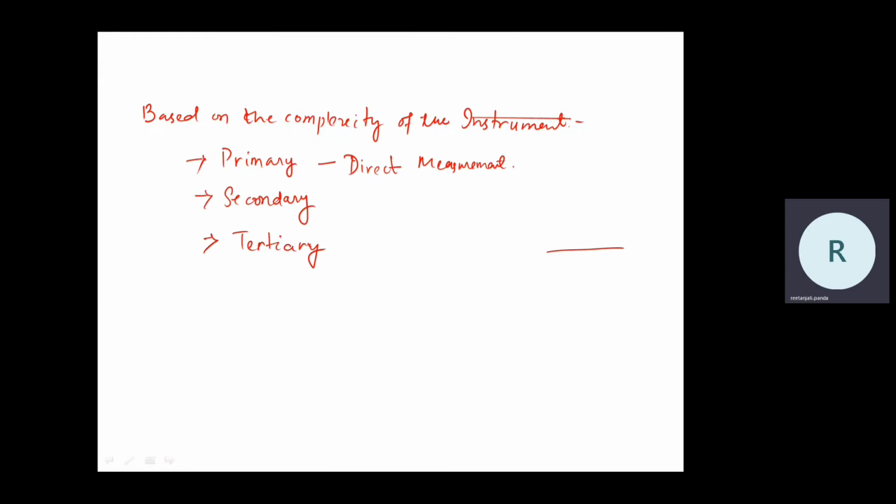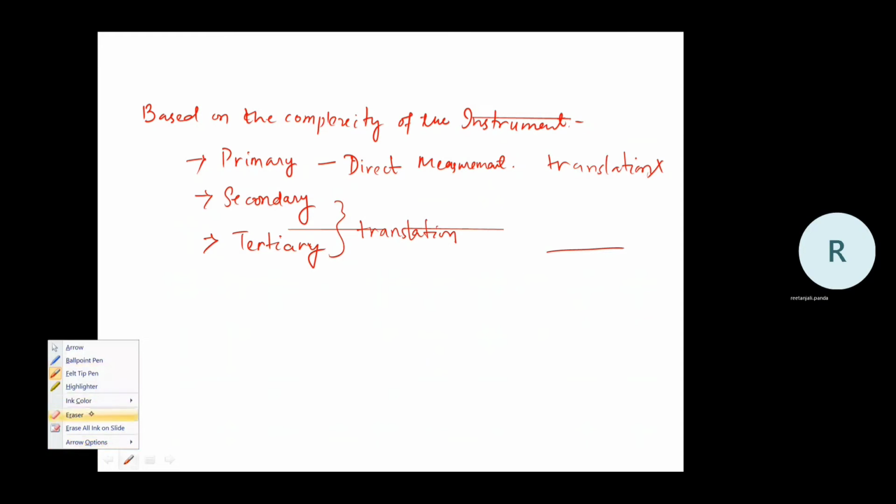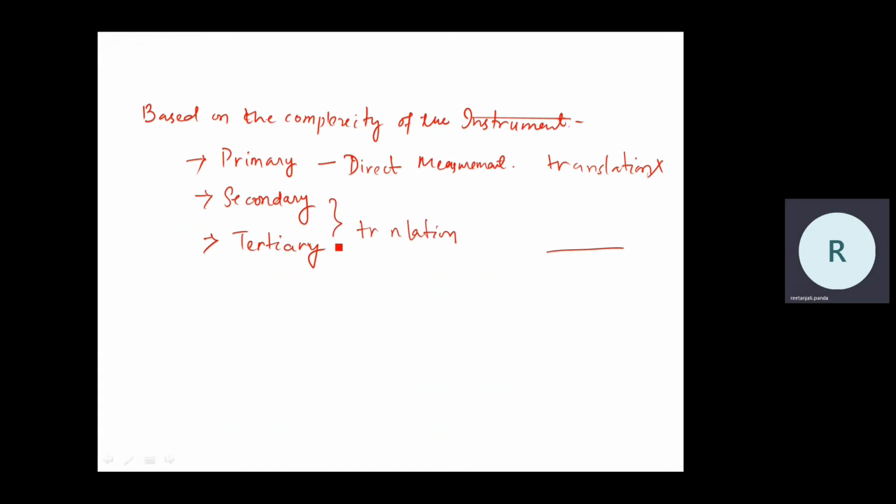Similarly, in case of secondary and tertiary measurement, there will be no translation in the primary case, but here we are finding translation. In both of these cases, we will find a translation. So what translation am I talking about here?